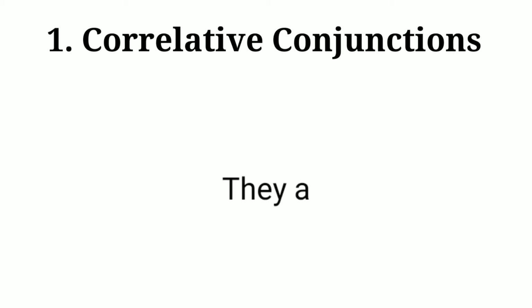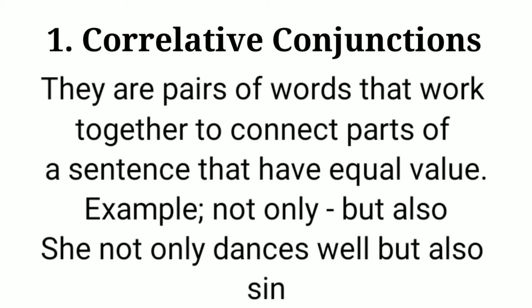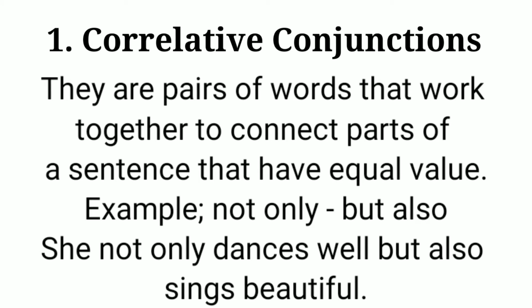Correlative conjunctions. They are pairs of words that work together to connect parts of a sentence that have equal value. Example: not only, but also. She not only dances well, but also sings beautifully.